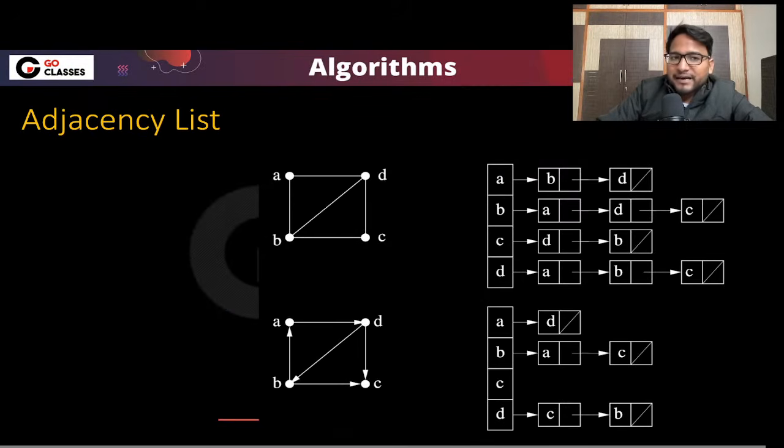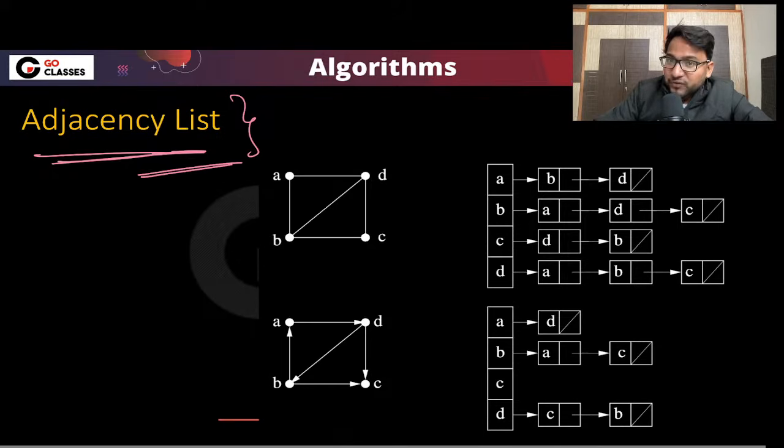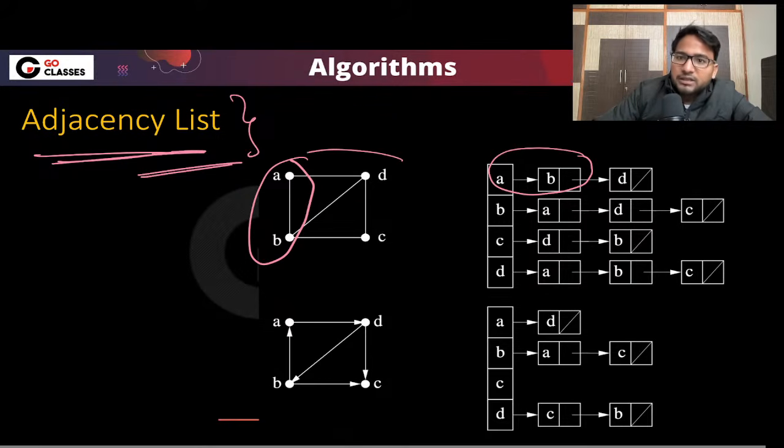This is the adjacency matrix representation. So first we have seen the adjacency matrix. This is the adjacency list representation. So what is this saying? This is saying that if there is an edge from A to B, then you write it in the list. A to B, there is an edge. If there is an edge from A to D, then you also write it.